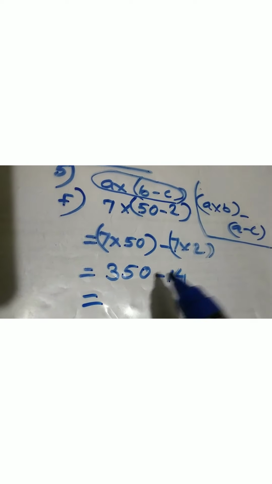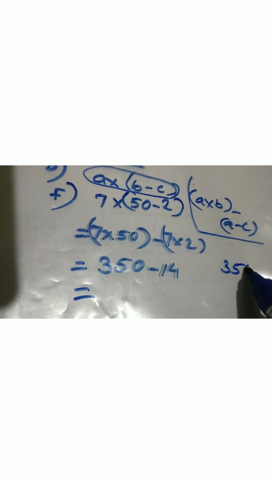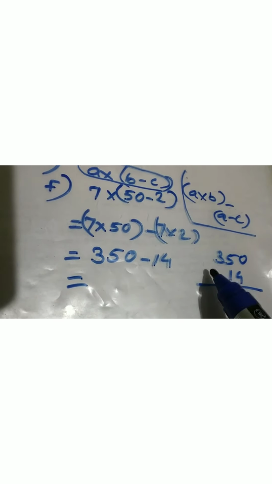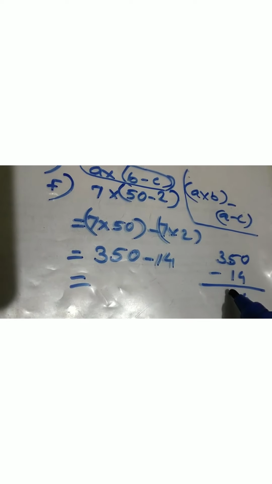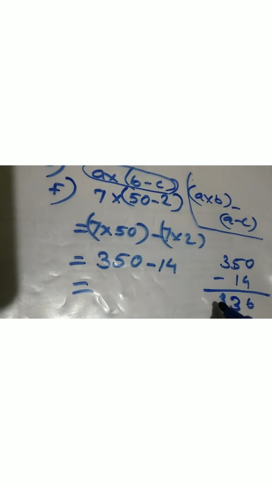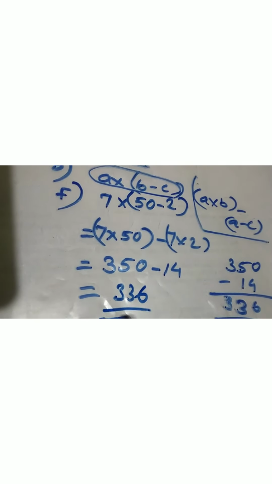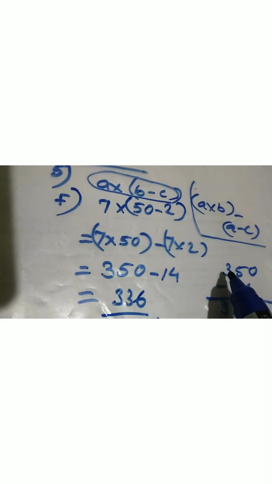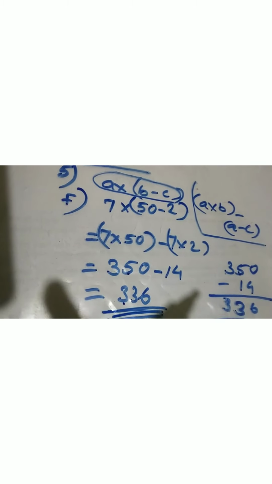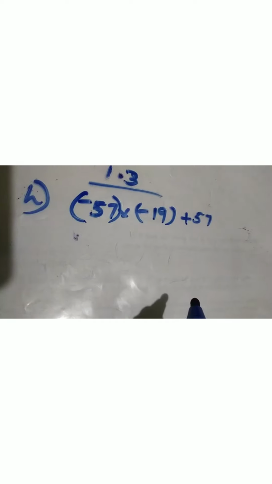We can subtract 14 from 350. Then 6. Then 4 is the remaining. 4 minus 1, that is 3. Then again 3. Write down this 3. So the answer is 336. Here the greatest number is 350 and the sign of 350 is positive. So the answer is 336 itself. Okay. This is very easy.